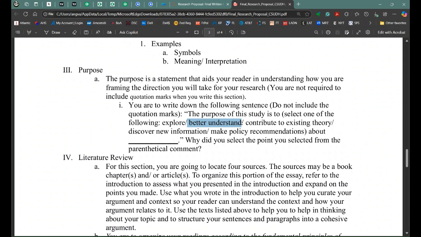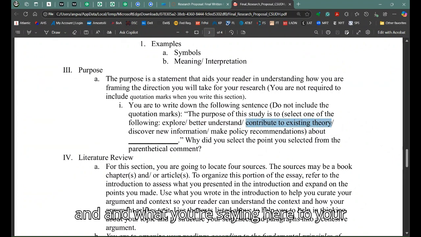Now, if you want a greater challenge placed on your shoulders as you write, you can do it by selecting contribute to existing theory. What you're saying here to your reader is that you understand the theoretical arguments about your particular topic. You know who the major contributors are to developing the ideas, points, frames of analysis, and categories of understanding about that particular topic.